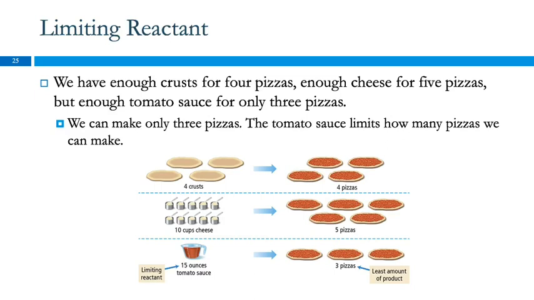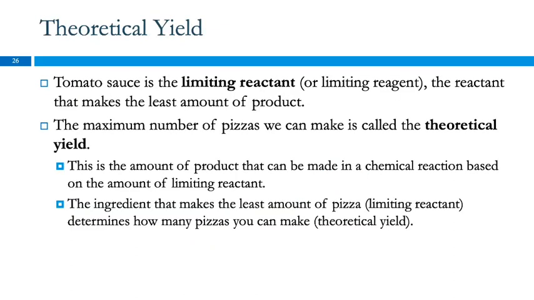And this is very common when you're cooking, right? That if you want to just keep making whatever you're making, usually there's one thing you're going to run out of first. You run out of eggs or you run out of butter, and you've got plenty of flour, there's lots and lots of salt, but you ran out of eggs, so you have to stop, right? That happens in a chemical reaction as well. So here we're saying that tomato sauce is the limiting reactant, or sometimes we call it the limiting reagent.